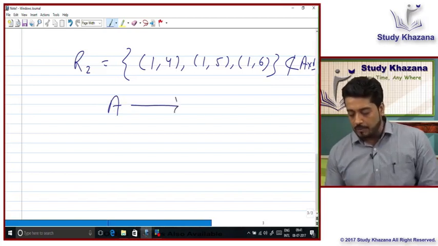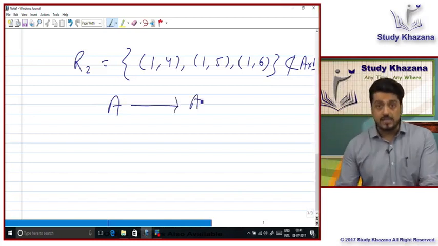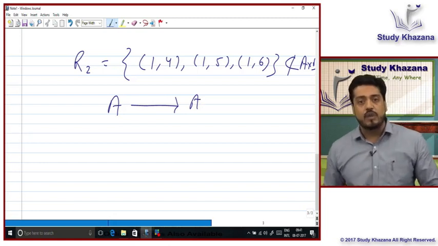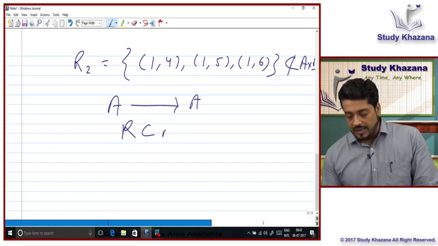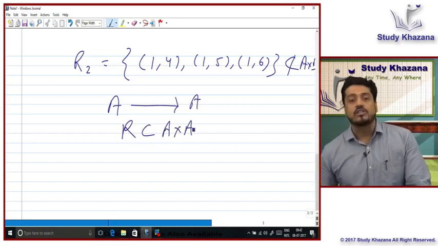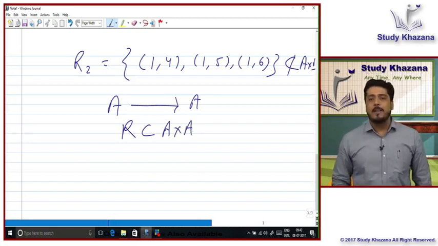That is, I'm talking of a relation from A to A. Yes, we can define it. It's a particular case when B is equal to A. The definition remains the same. The relation from A to A is defined as a subset of A cross A. In that case, B is replaced by A.